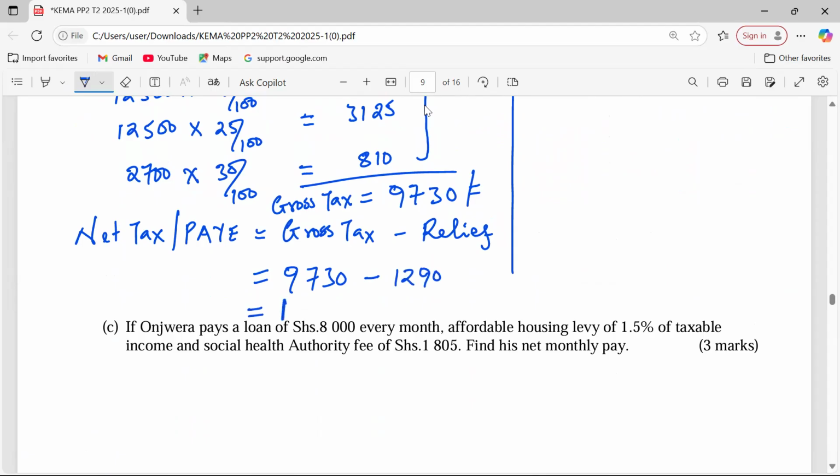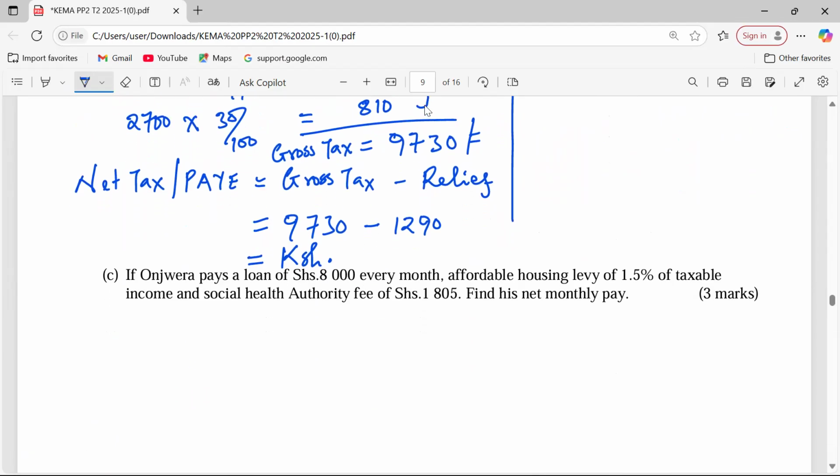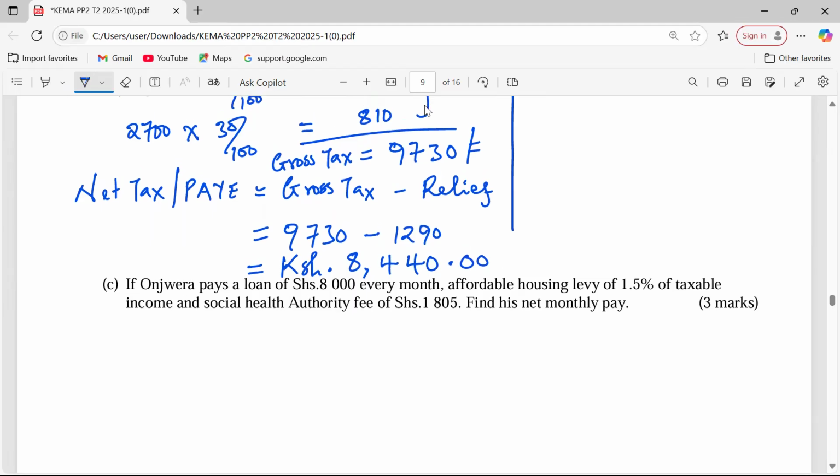So the net tax now shall be 8440 Kenya shillings. 8,440. So that is the tax paid by Onjwera.